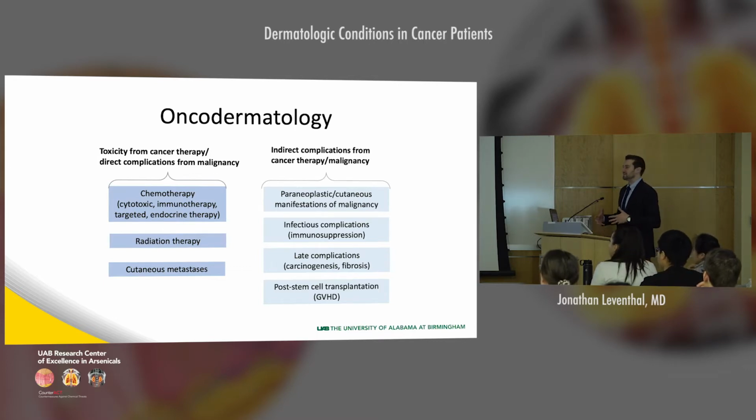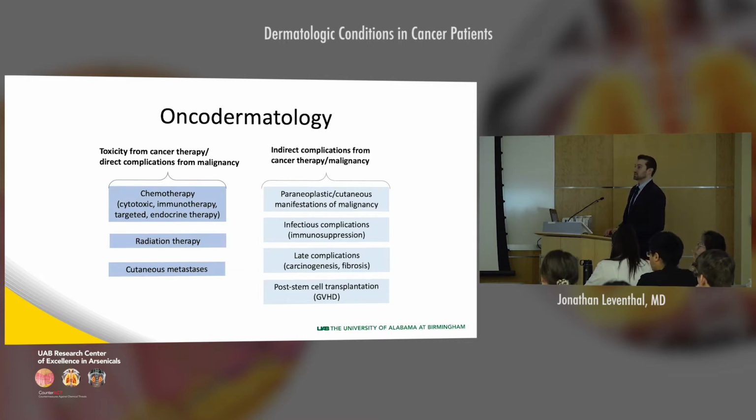And the way I kind of look at it is that there's problems that arise directly from cancer and cancer therapy. These include toxicities from systemic chemotherapies, cytotoxic ones, newer immune checkpoint and targeted ones, as well as endocrine therapy, radiation toxicities, but also direct extension of cancer onto the skin and cutaneous metastases.